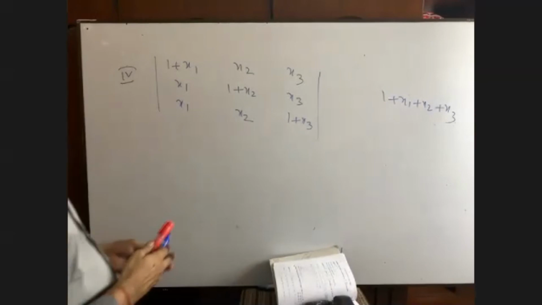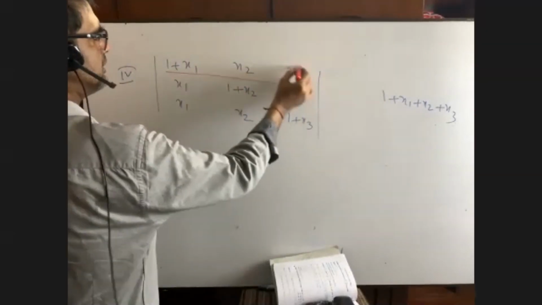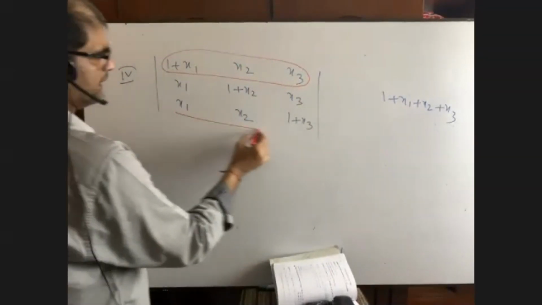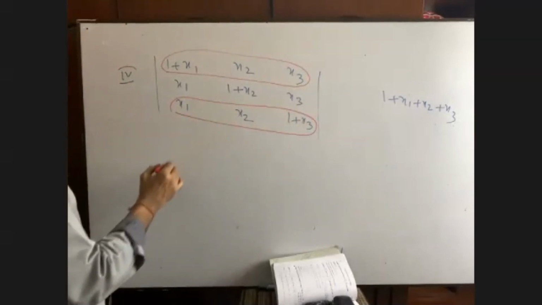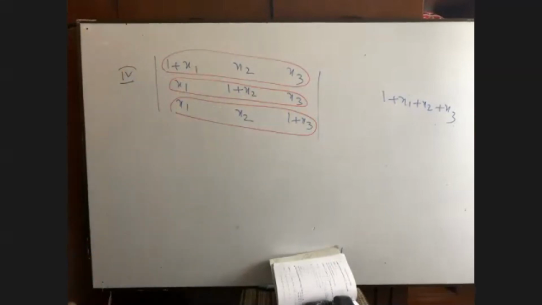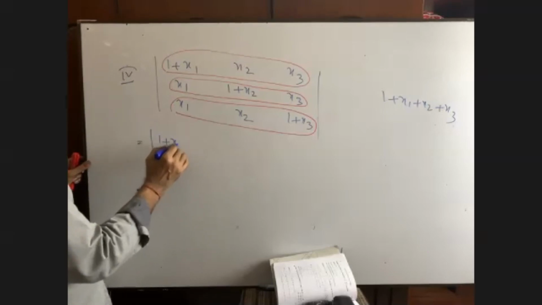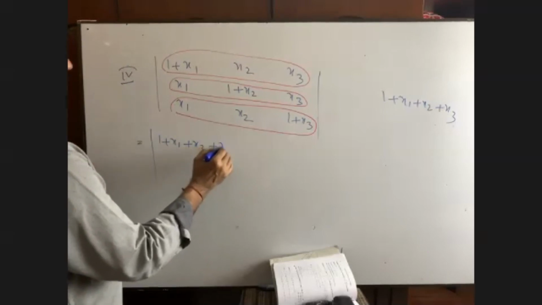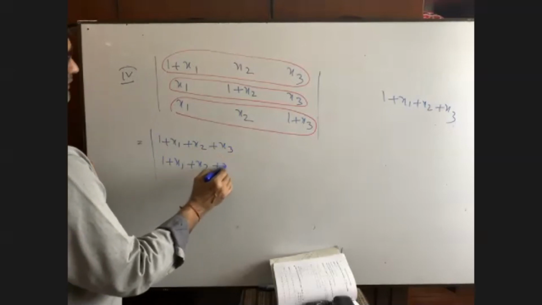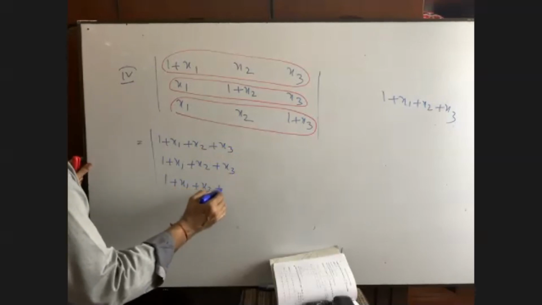That means we have to get this format at first. It can be obtained if I go for adding all. You see, if I go for adding all, we'll get this, and again we'll get this. So what should we do? Yes, sir. You write down 1 plus x1 plus x2 plus x3 without any hesitation.